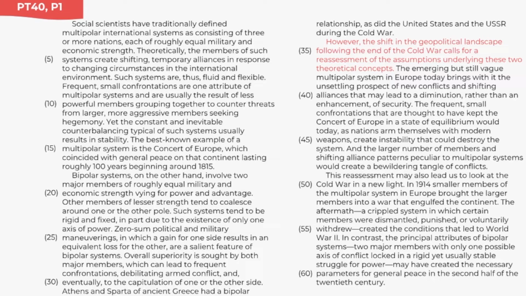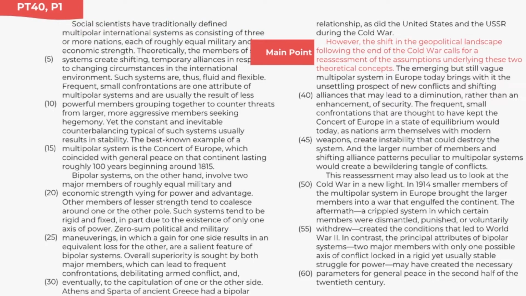So the two theoretical concepts are multipolar systems and bipolar systems. They're elaborated on in the first paragraph and the second paragraph. And then the author is basically saying we need to reassess the assumptions underlying those theoretical concepts. So we've got the main idea, which is the beginning of the third paragraph, and now we need to think about the purpose of each of the remaining paragraphs, the other parts of the passage.